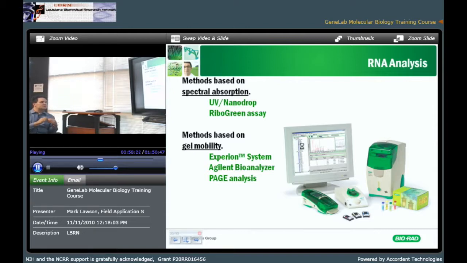On spectral absorption, we only see how many nucleotides are present and the 260-280 ratio, but that's not telling us the intactness of the RNA we're working with. And for that, you need either the Experion, the Agilent, or polyacrylamide gel electrophoresis.